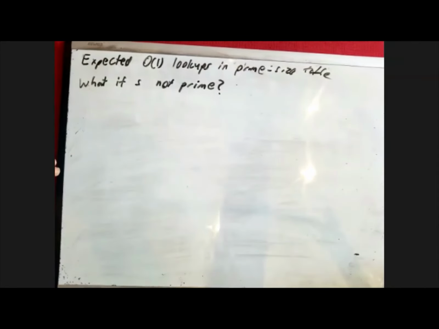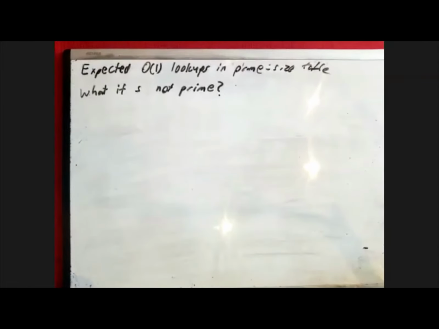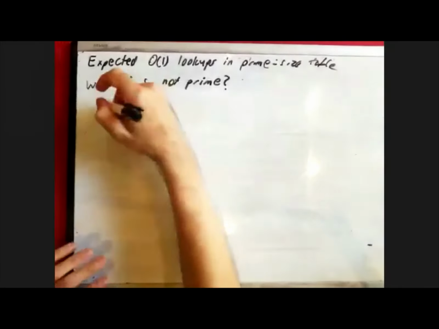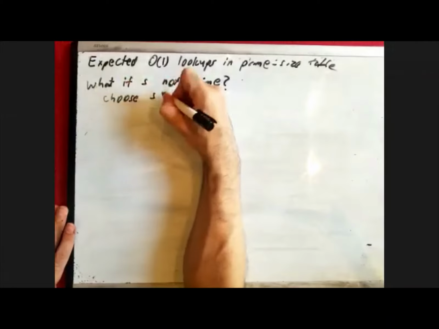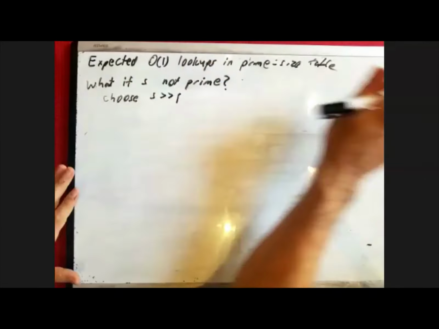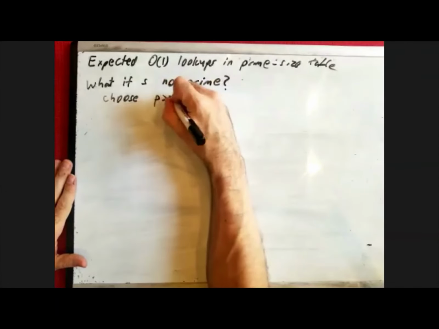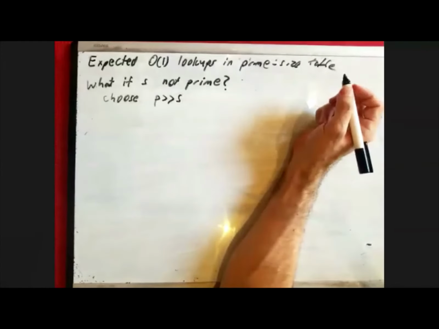What if S is not prime? What do we do? Well, we actually already did all the hard work. What I'll do is I'm going to choose a P which is much, much bigger than S. We'll come back to how big it should be in a minute.